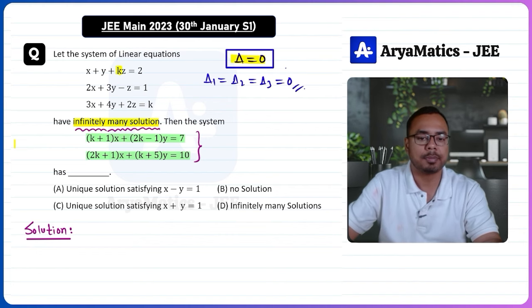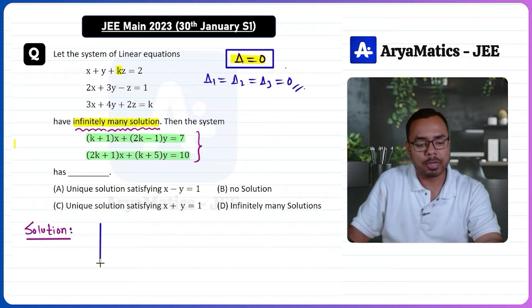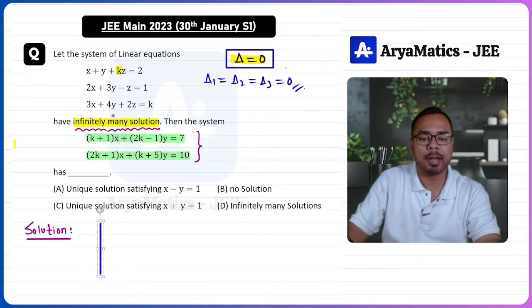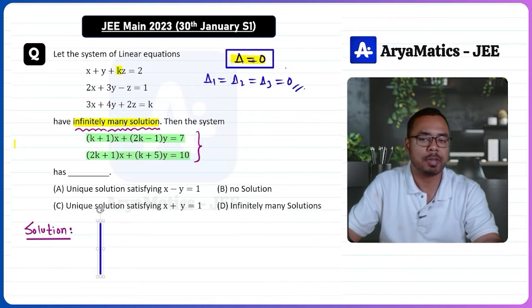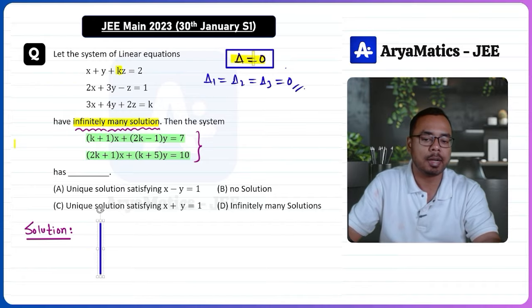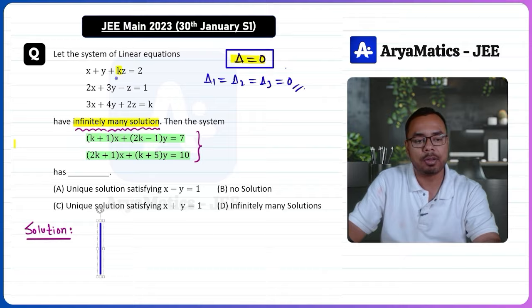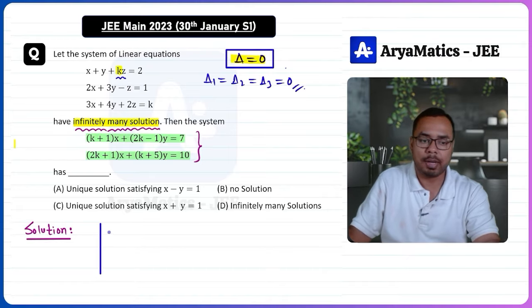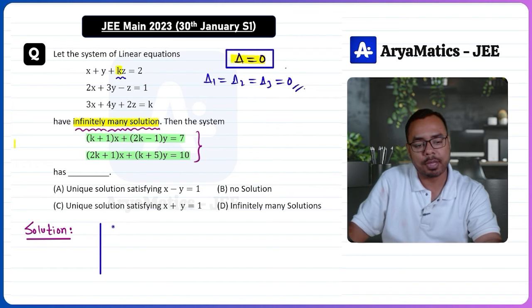So first of all, let us equate the determinant of the coefficient matrix to 0, and then see what value of k we are getting, right? Because it has infinitely many solutions, the determinant of the coefficient matrix must be 0. That is a necessary condition, but not a sufficient condition. Sufficient condition will be that delta is 0 and these three are also 0. But because we have to find the value of this unknown k only, by equating delta to 0, we can get the value of k.